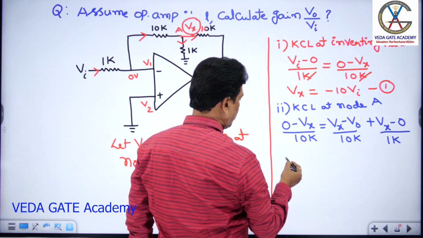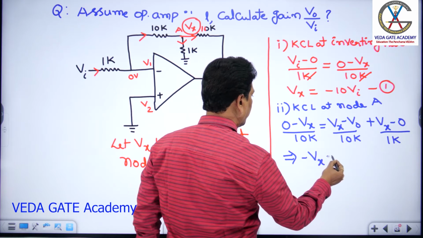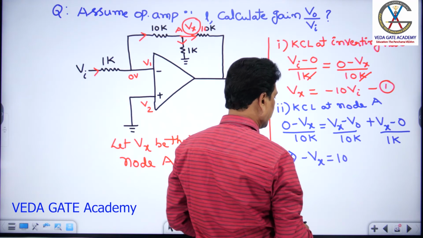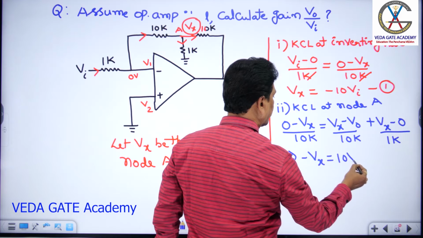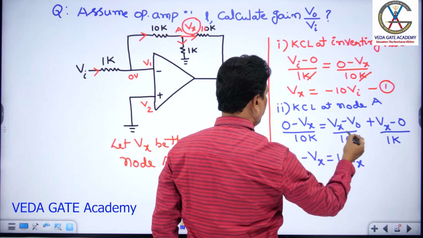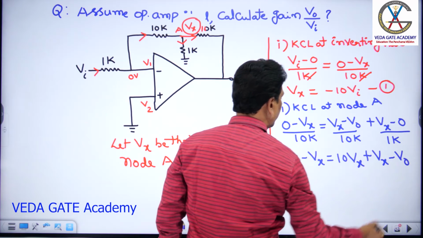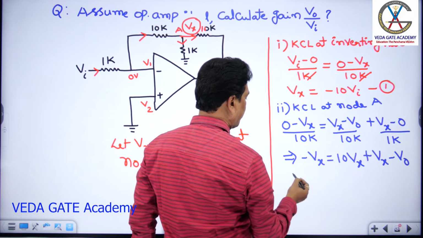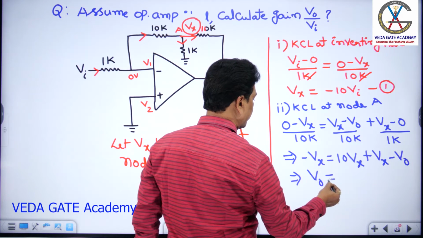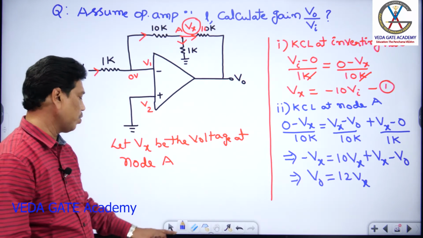So all the k cancel out. So minus Vx equals, take 10 that side, so 10 and 10 cancel out. This becomes 10 Vx, and the remaining is Vx plus Vx minus V naught. Take 11 Vx to this side. So V naught equals 12 Vx.